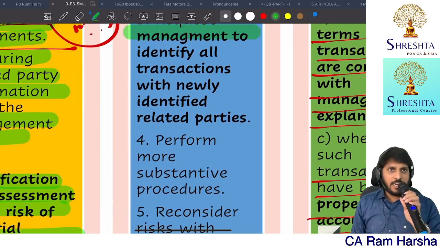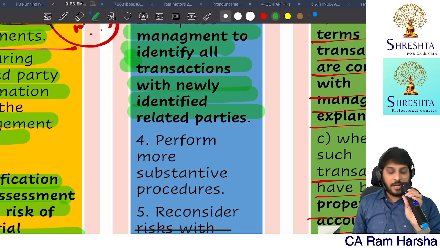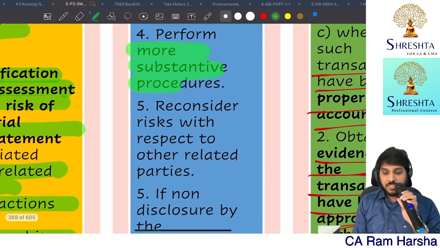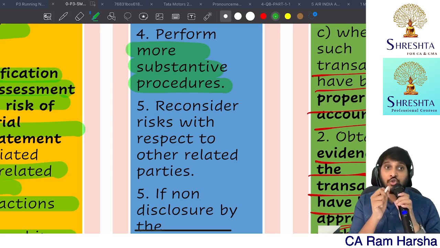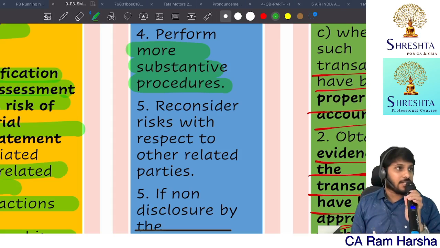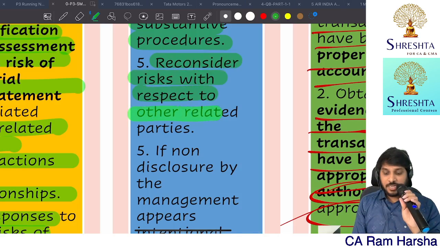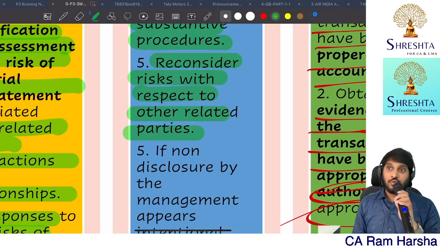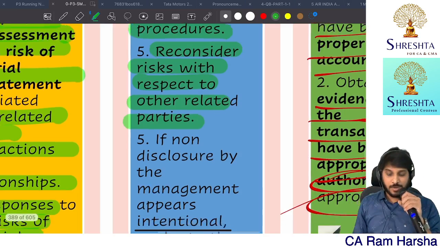Once again ask management, why did they fail to give? Once again tell them, identify all the transactions with the newly identified related parties. Perform more substantive procedures, means go in depth. Why they failed to identify? What could be the reason? Is that reason correct or not? You evaluate and reconsider the risk with respect to related parties. All these days you thought you had a knowledge of related parties properly, but you now got to know an extra related party. Like this, how many were missing? Reconsider the risk assessment once again.